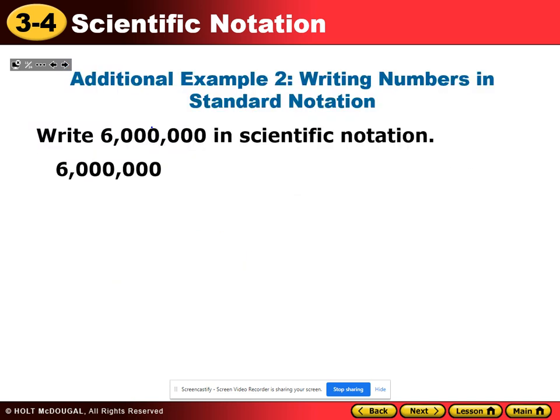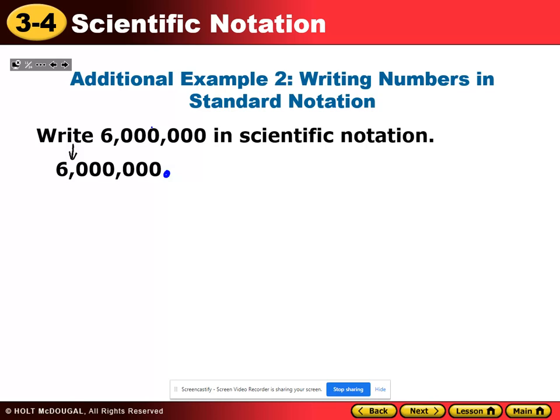So write 6 million in scientific notation. All right. So we always want to get the decimal to this location with one whole number. 1, 2, 3, 4, 5, 6, 7, 8, 9. Those are the whole numbers left of the decimal. So first you got to think, where is the decimal in 6 million? Oh, it's right there.